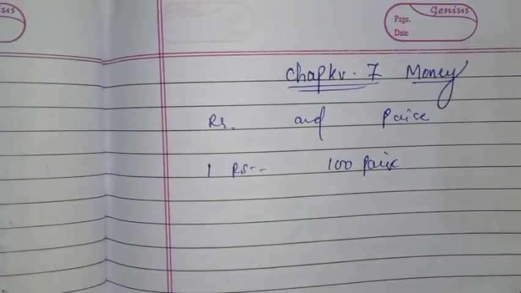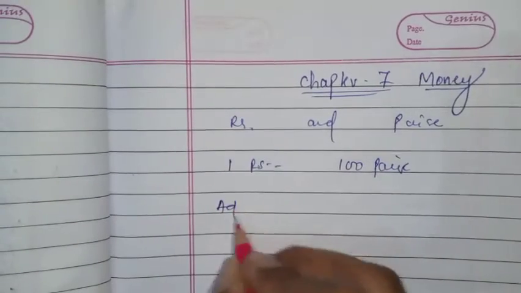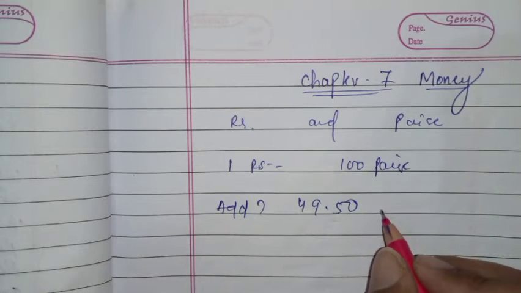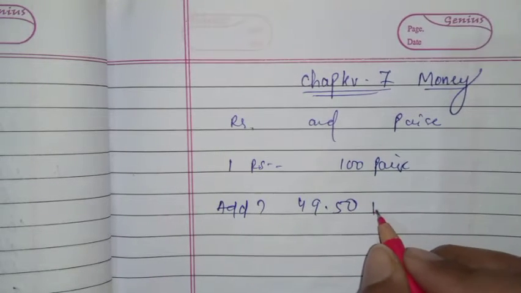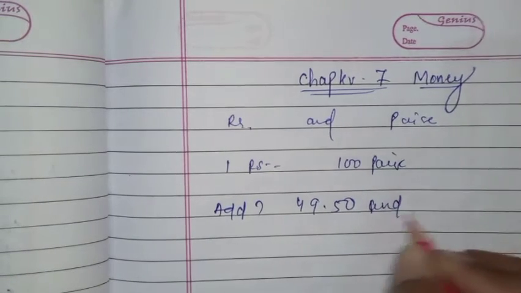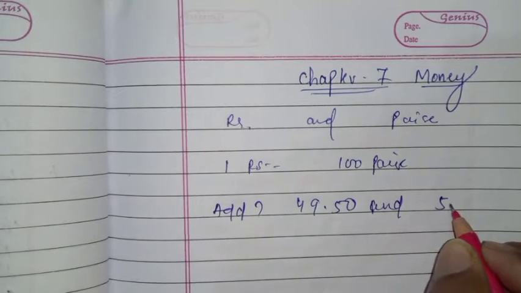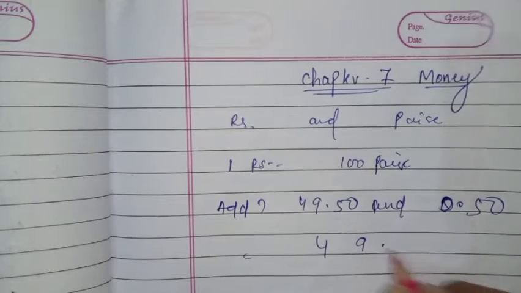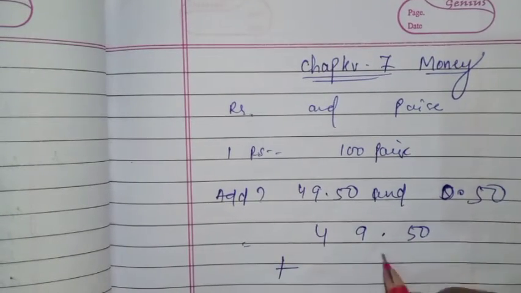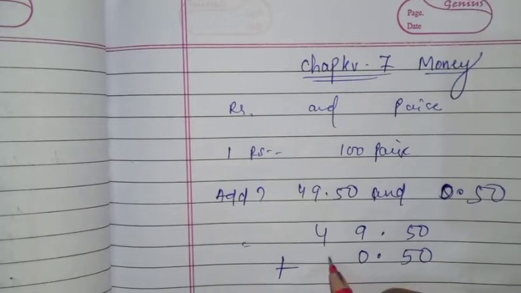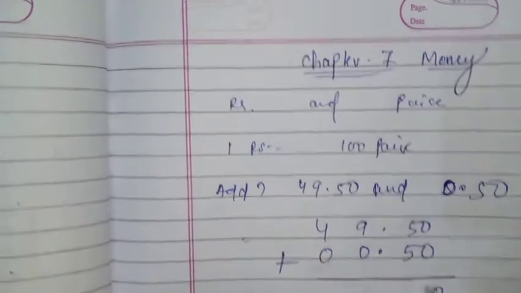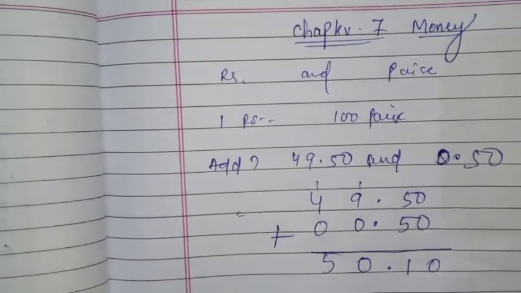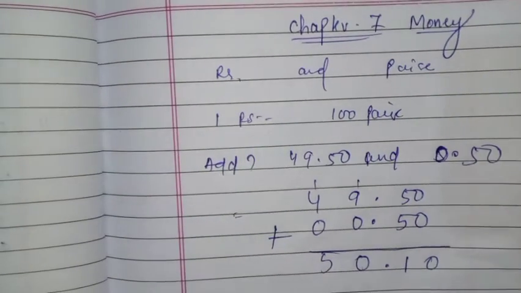Okay, and now we have to add. Suppose we add 49.50 and 0.50. So how do you add 49.50 plus 0.50? Nothing is here, put the 0 there. 0, 10, 10, 1, 50. Okay, so 50.10. Clear? In this way you have to solve.